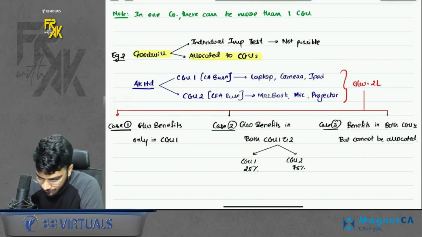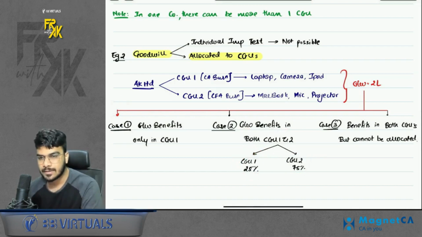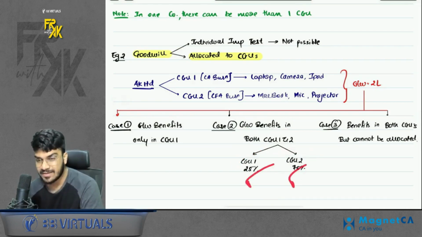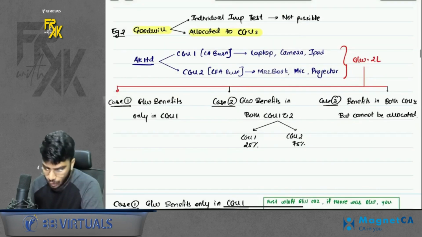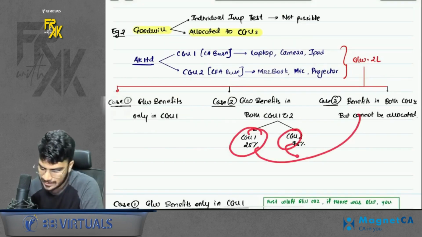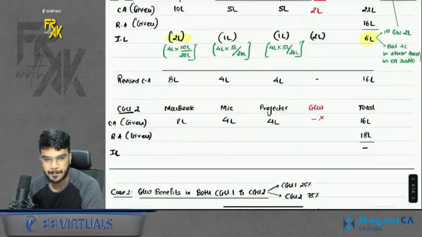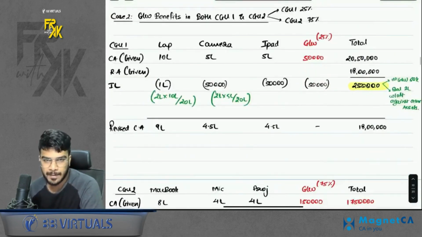How much benefit of goodwill in CGU1? 25%. How much benefit in CGU2? 75%. Sir, how do you get this 25-75 given in the question? Okay. So what if this is not available? That is our case number 3 that we will discuss later on. So case 2, if it can be allocated, it is simple. Just allocate and do the impairment test in both the CGUs.